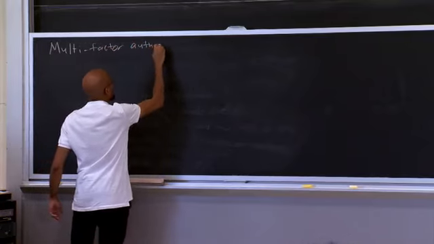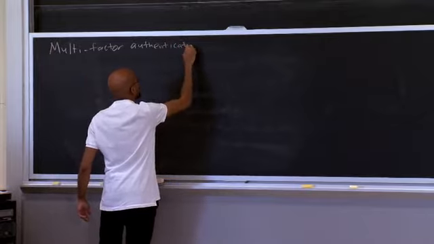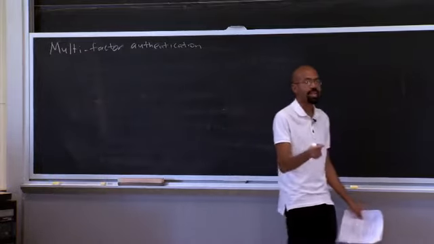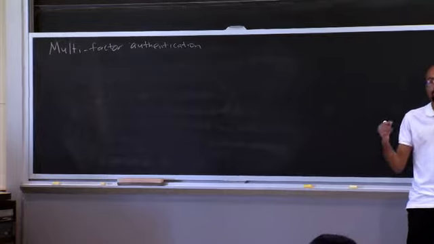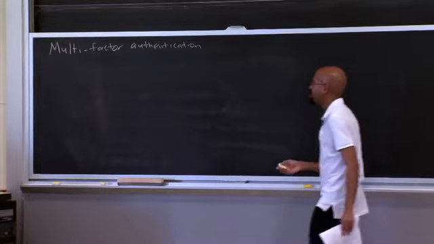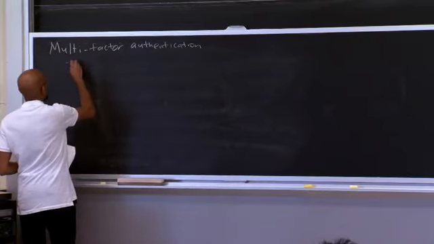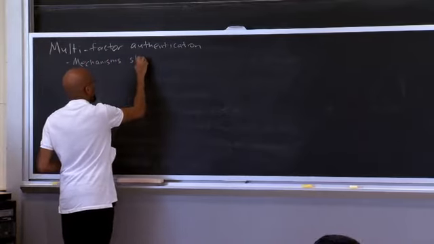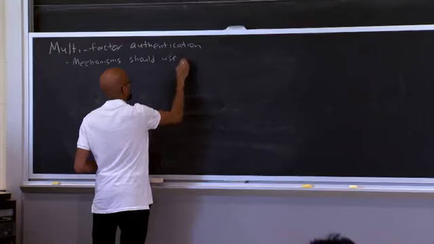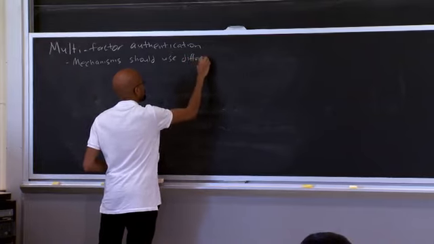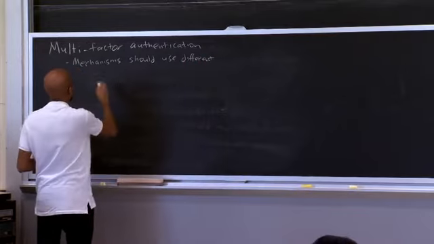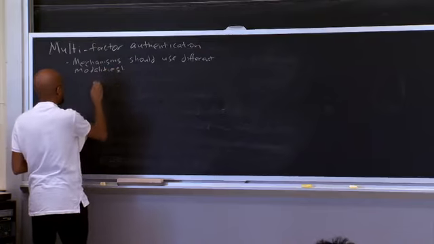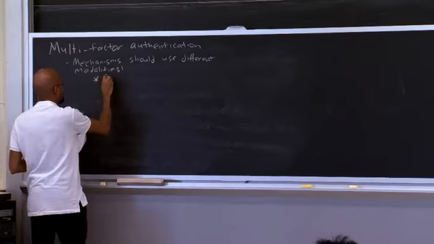And so the idea here is that you want to use defense in depth. The basic idea is that you want to require users to authenticate themselves with 2 or more different authentication mechanisms, right? And the key is that each one of these mechanisms should use different modalities. And by different modalities, I mean they should leverage different ways of authenticating.